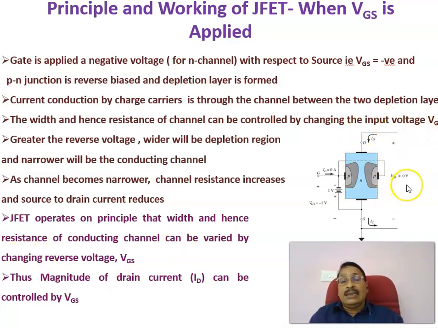That is, it is a voltage control. That is why this is a voltage control device. Thus, the magnitude of the drain current ID can be controlled by VGS. Basically, by controlling the gate to source voltage, you can control the drain current. That is why the JFET is a voltage control device.